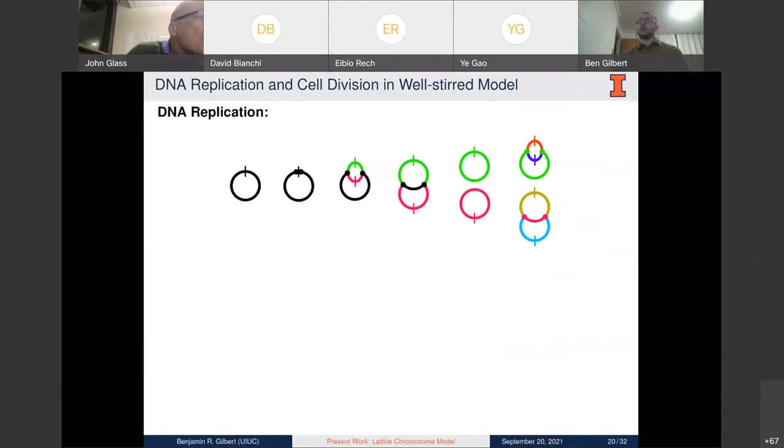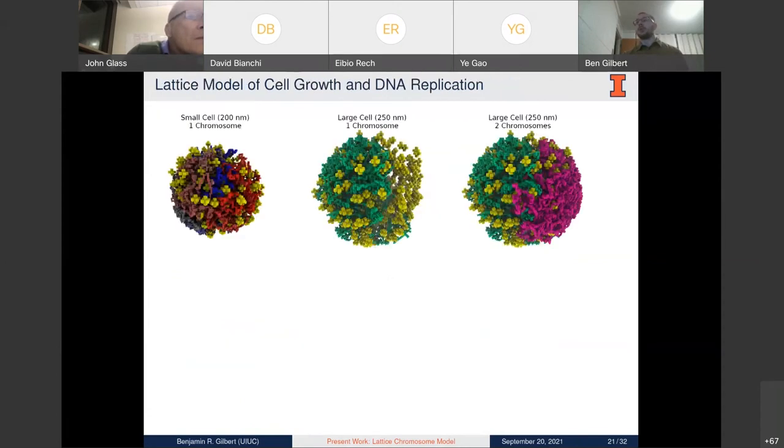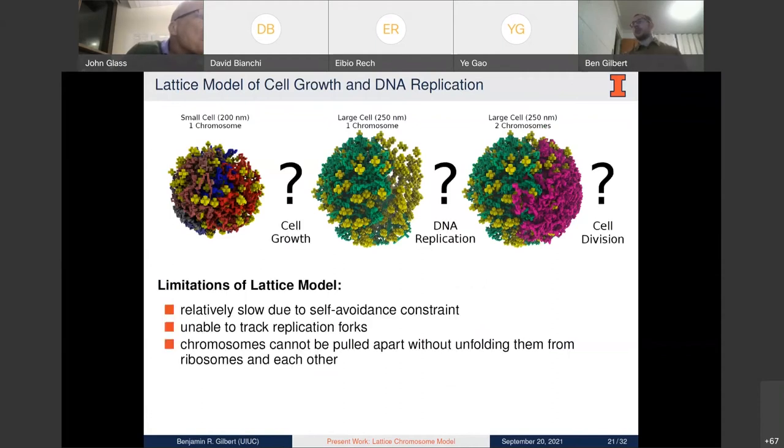So finally, what we have accomplished in the Welch-Stern model already is a model of DNA replication, and then also, as Dave Bianchi touched on, a model of cell growth and division. Using the lattice model, we can take the tomogram of the small cell and place one chromosome in it, which gets the start of the cell cycle. We can also look at a large cell with a single chromosome, which is shown here in the middle, and we can also look at a large cell with two chromosomes. What's lacking from this is modeling of essentially all the dynamics in between those states. And so this is a limitation of the lattice model.